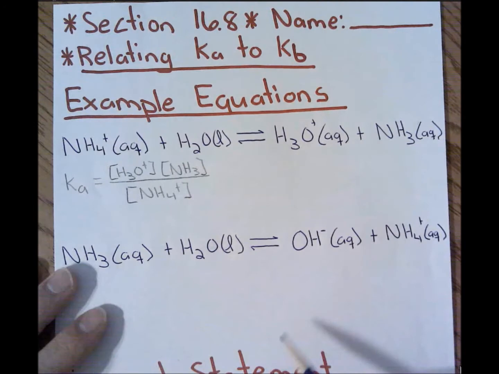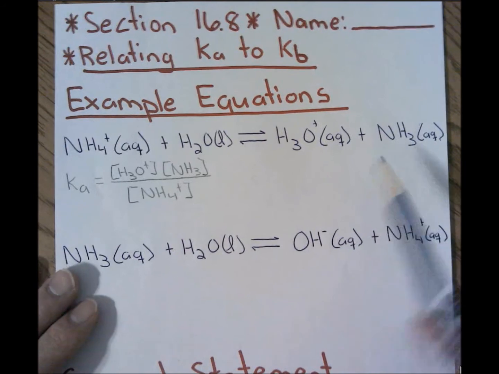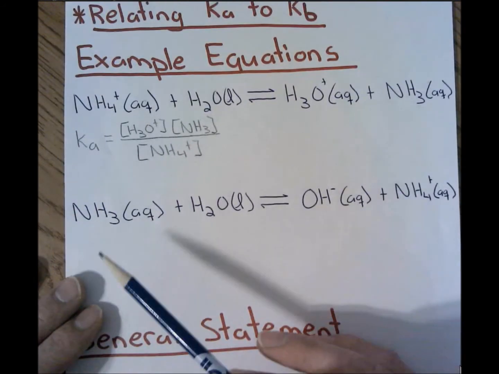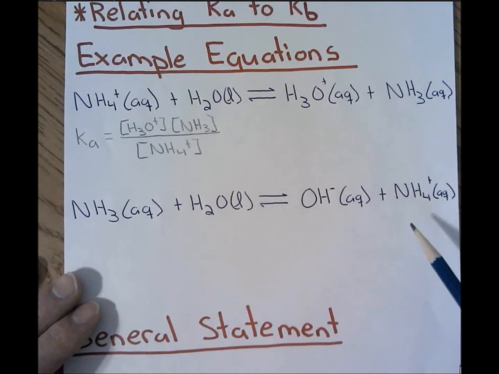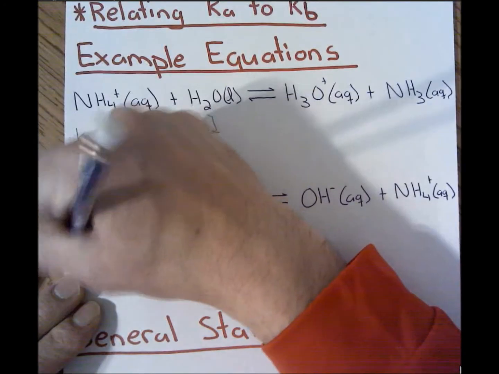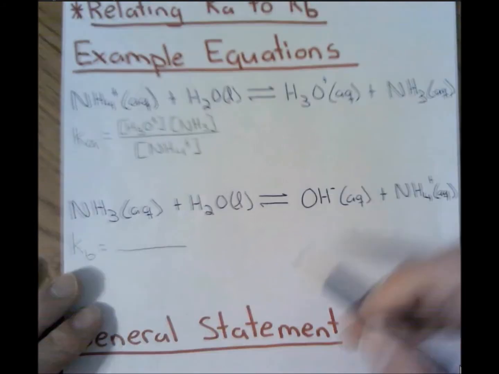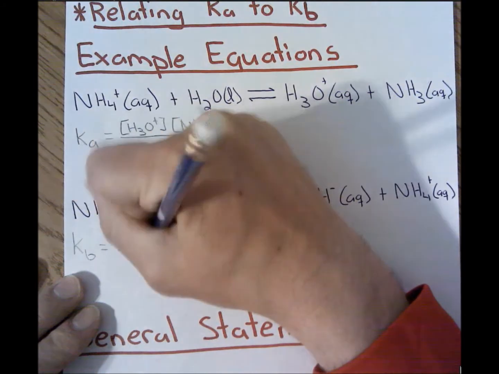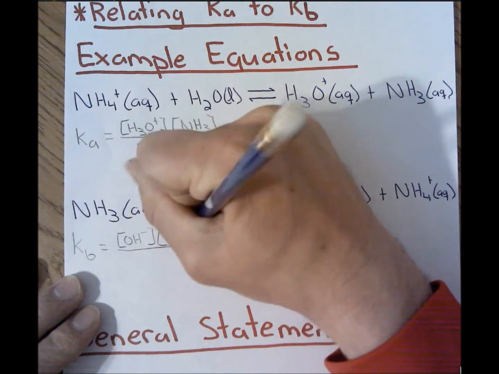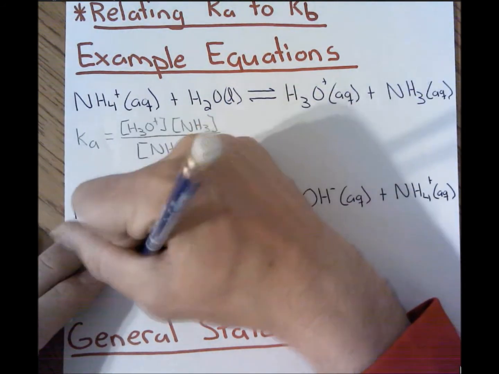Now, if we go in the reverse direction, we take NH3, which is a weak base, and combine it with water, and we end up with the equation listed right below here. Because of this, we can write our Kb expression, which is our products, OH minus times the concentration of NH4 plus, all divided by our only aqueous species on the left, which is NH3.